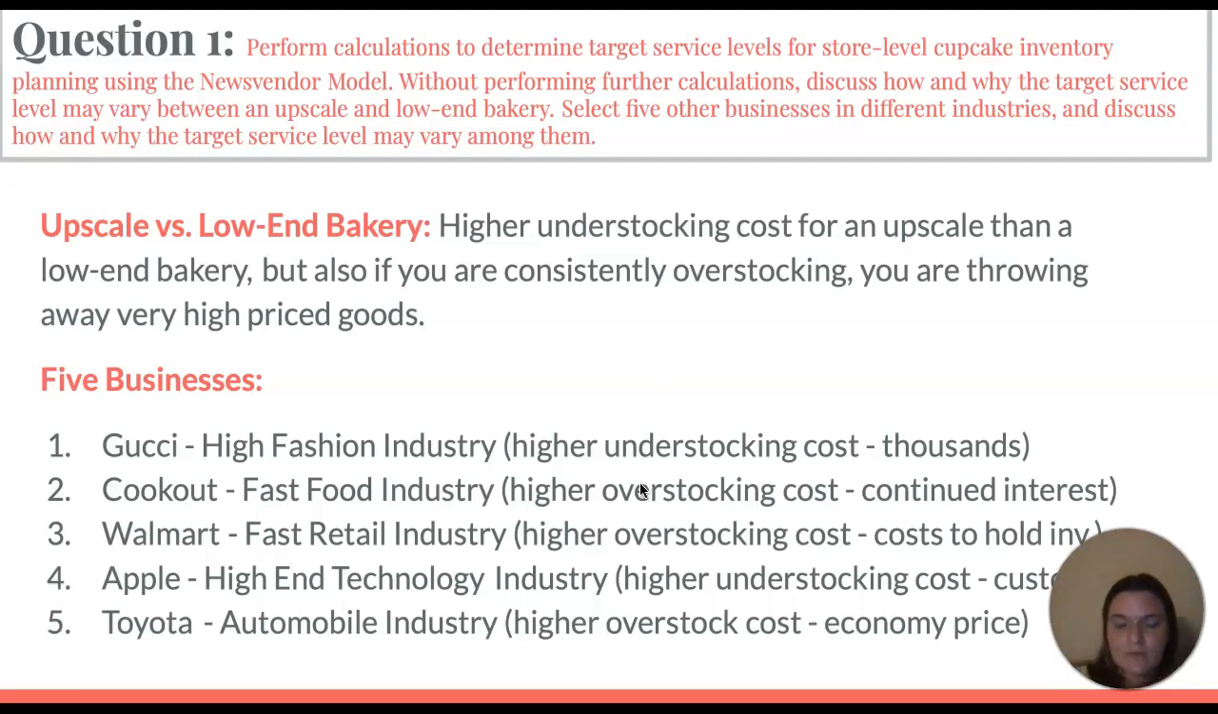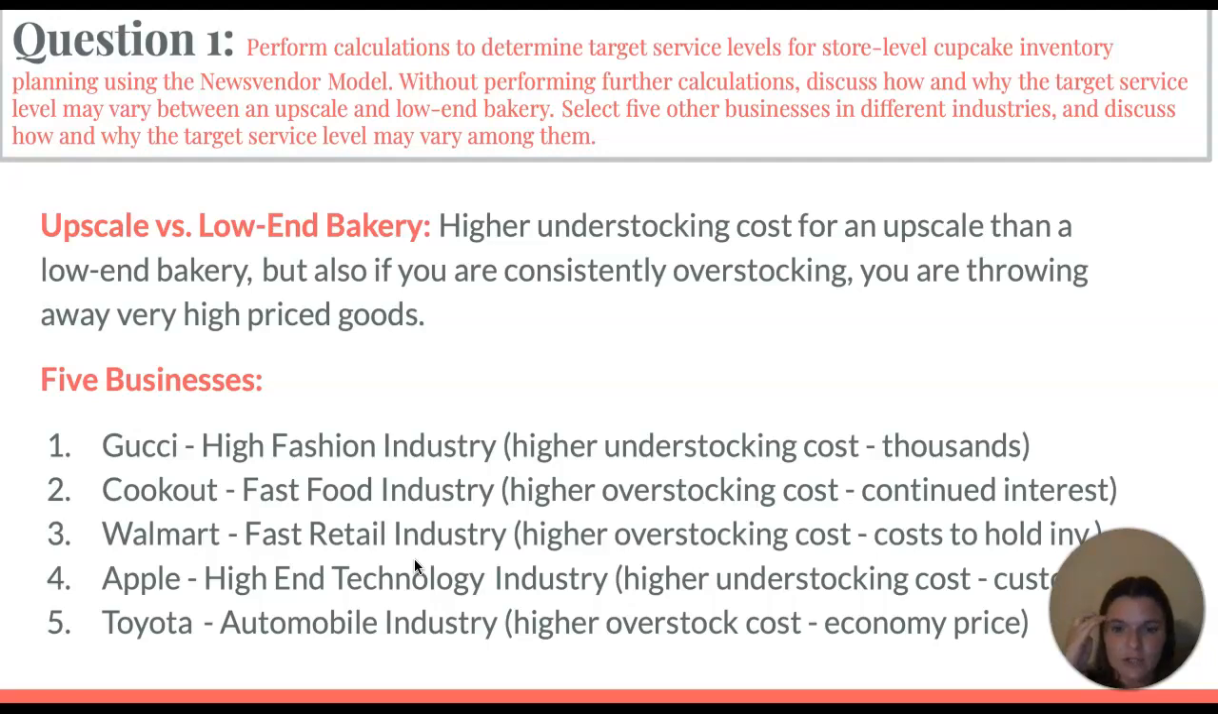So people are still going to be interested in coming back. Same with Walmart. They have a higher overstocking cost because to hold their inventory, they've had a lot of problems with it, especially after COVID. They had way too much product, which caused their cost to skyrocket.